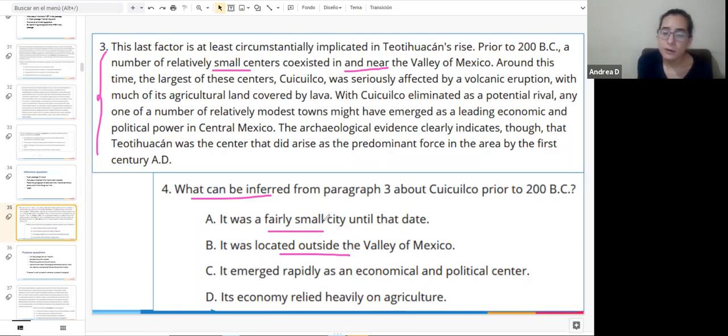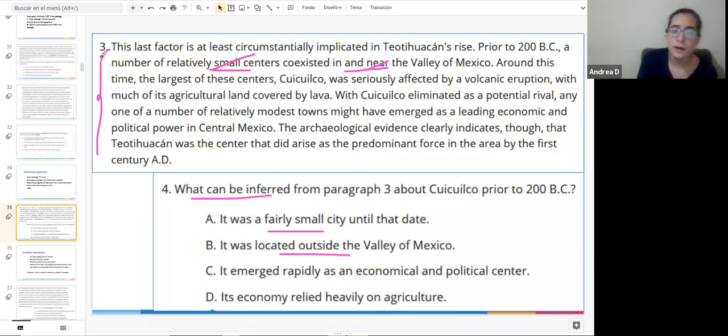So first thing, it's never going to be that easy, because as I was saying, you're not going to be able to find the answer. You're never going to find something like it was a fairly small city. It's not going to be there. So it shouldn't look that easy as finding the word small, near. It cannot be that easy. You need to think of something else, something that's missing. And it's usually going to be about the main idea.